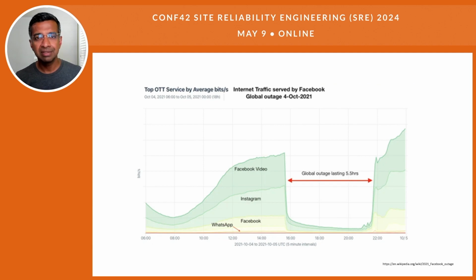But airlines are not the only ones who have outages. This is a snapshot of a service interruption that Meta had back in 2021. So in October 2021, Facebook, Instagram, WhatsApp all were down for more than 5 hours.